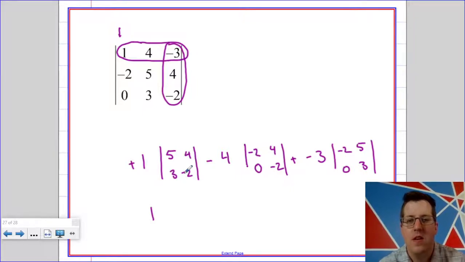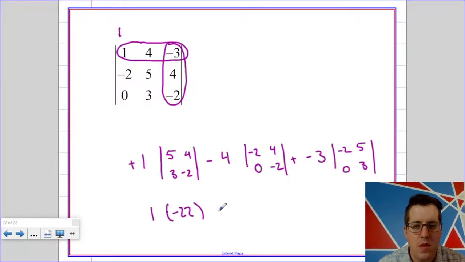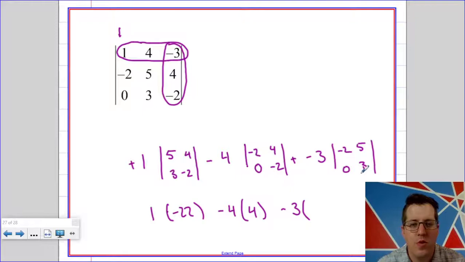faster to find. So -10 minus 12, that's -22, minus 4 times 4 minus 0, that's 4. And in this case, it's going to end up being minus 3 times -2 times 3, that's -6. So we've got -22 minus 16 plus 18, that's -20.